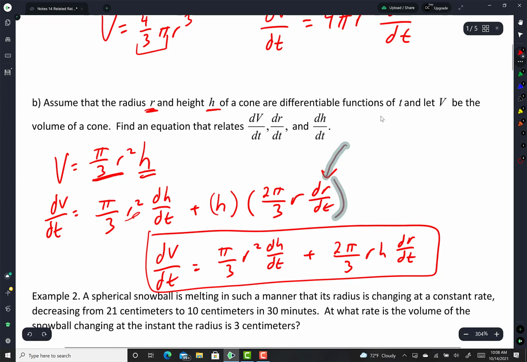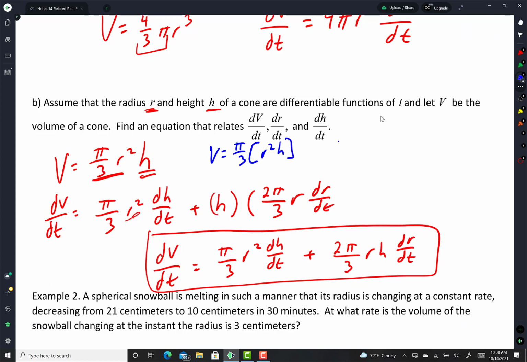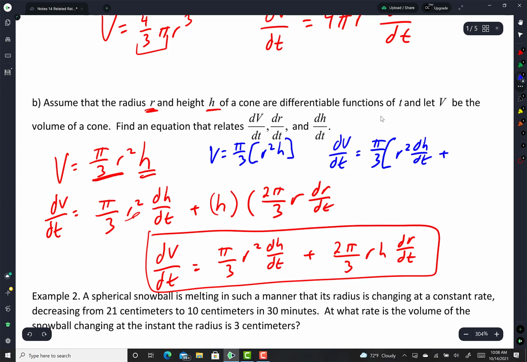Maybe it would have been simpler. Don't worry, I see you, miss. Maybe it would have been simpler if we would have done it like this. V equals pi over 3 r squared h. And you see how I put the bracket there on the r squared h? Maybe it would have been simpler if I would have left the pi over 3 on the outside. dV/dt equals: first, r squared times derivative of the second, dh/dt, plus second, h, times derivative of the first, 2r dr/dt. Maybe that would have been simpler. And then distribute that.